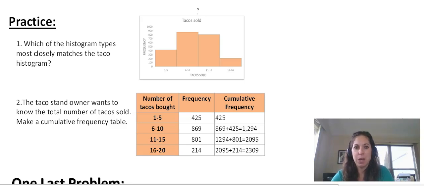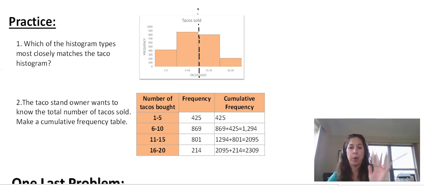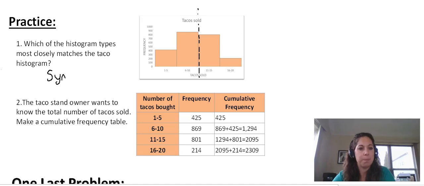Symmetric is when we can draw this imaginary line, fold it in half, and they're pretty close to being the same. I would say, yeah, this could be symmetric because my bars right next to my center are pretty close, and then my bars in the far left and right are pretty close to being the same. I would not say this is skewed. This is not skewed because I don't necessarily have a huge peak one way or the other. So I'm going to go ahead and say this is symmetric.